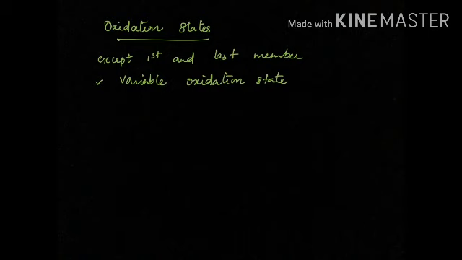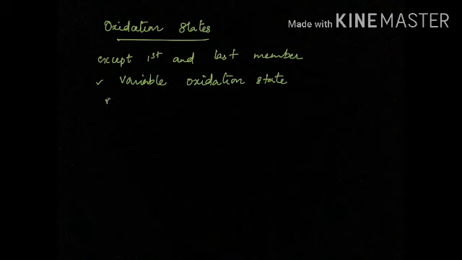We have studied certain transition elements in our lower grades itself. We have studied about iron. Iron can exhibit, or copper can exhibit, more than one oxidation state. That's what we call a variable oxidation state. Except the first and the last member, all the transition elements can have a variable oxidation state.